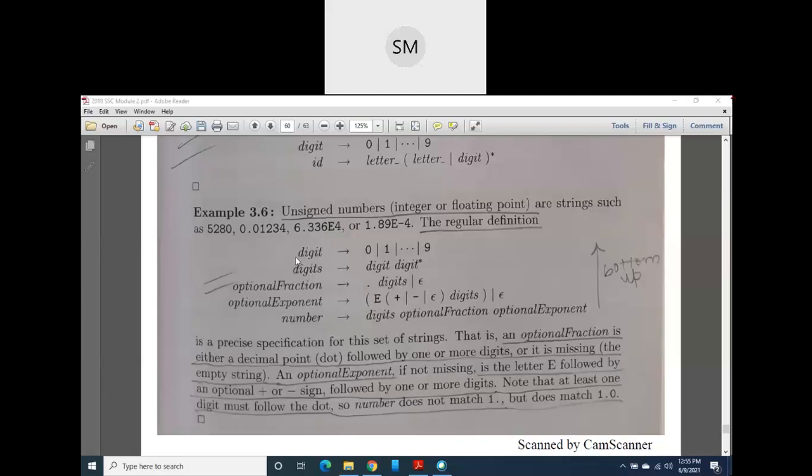Don't get confused. Try to make the difference between digit and digits. Digit is only a single digit. Multiple digits, that is digits. It is singular and it is plural.